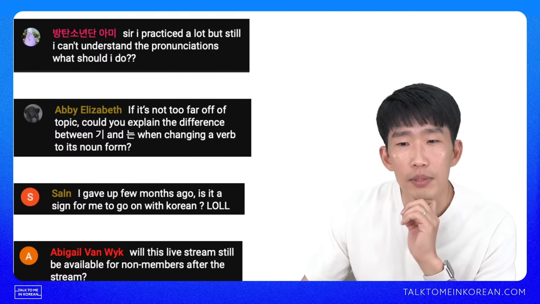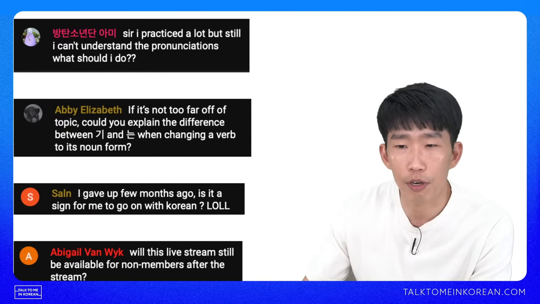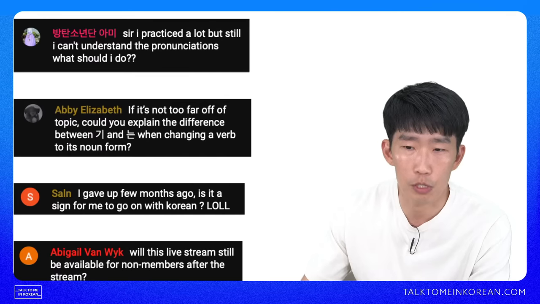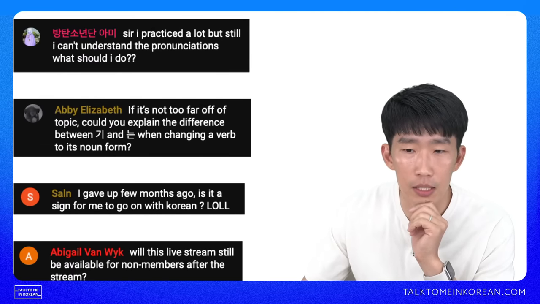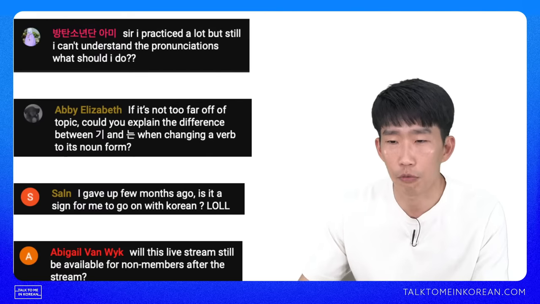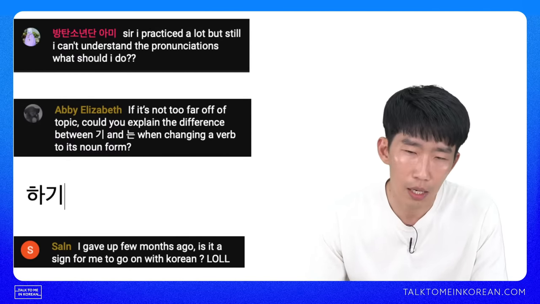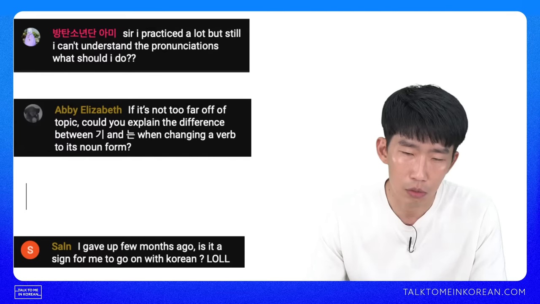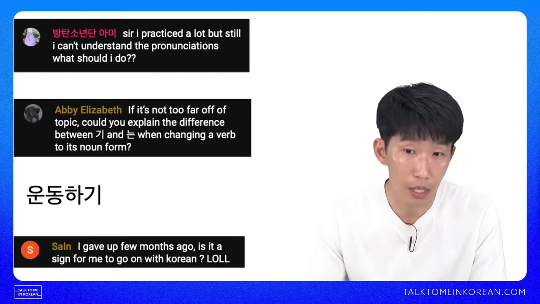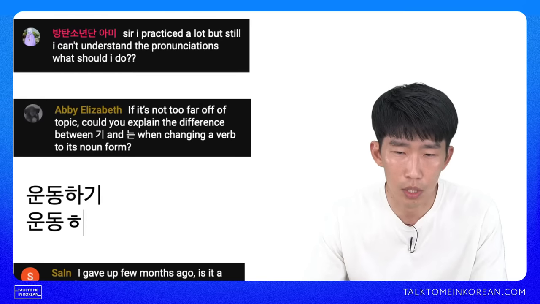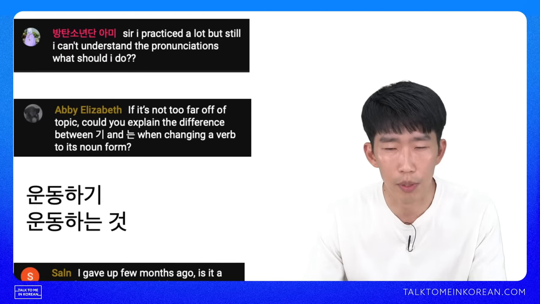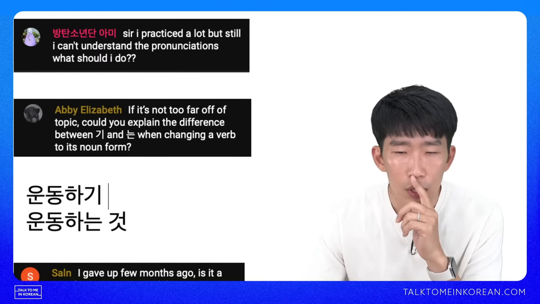And Abby asks, if it's not too far off topic, could you explain the difference between 기 and 는 것 when changing a verb into its noun form? So here, 운동하기, 운동하는 것. I think what you are talking about is this. 운동하기, 운동하는 것.